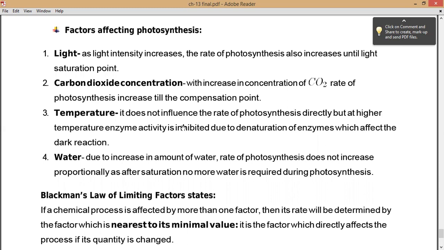So light: as you know, photosynthesis is a light dependent process, right? And for this reason, if more light is present, then the rate of photosynthesis increases. But if the light is present in a limited amount, then the photosynthesis rate will decrease. So as light intensity increases, the rate of photosynthesis also increases, until the light saturation point. Up till the saturation point, the photosynthesis rate can be increased.